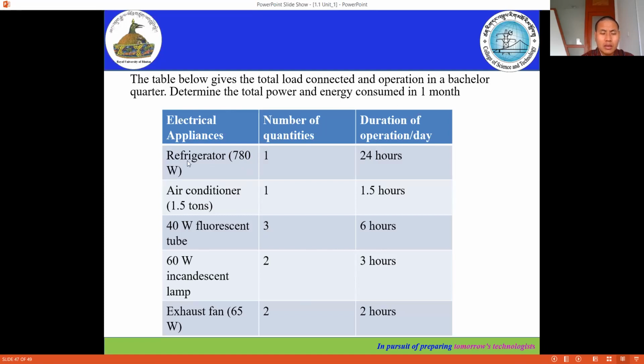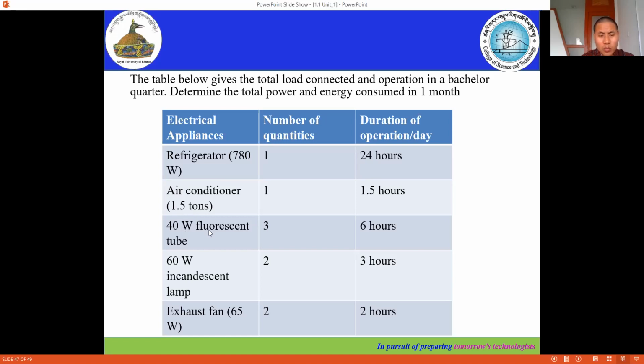So it says that they are using the refrigerator, which is 780 watt rating. Then they're also using an air conditioner, 1.5 ton. Now usually the rating of air conditioners is given in tons, which means it's 1500 watt.